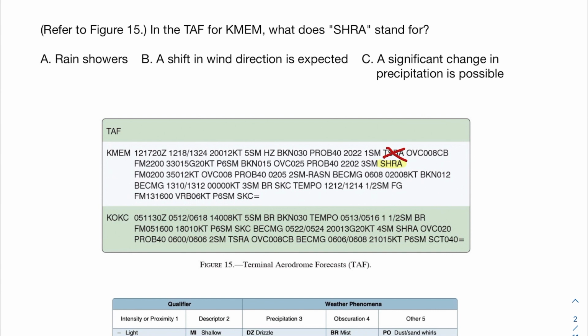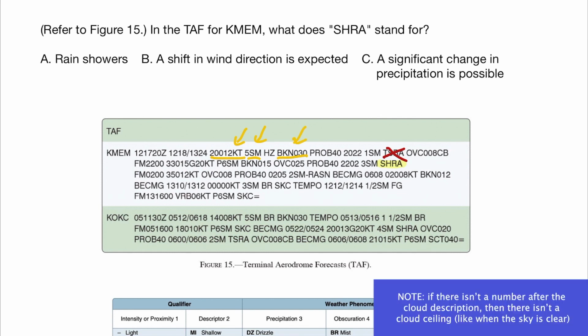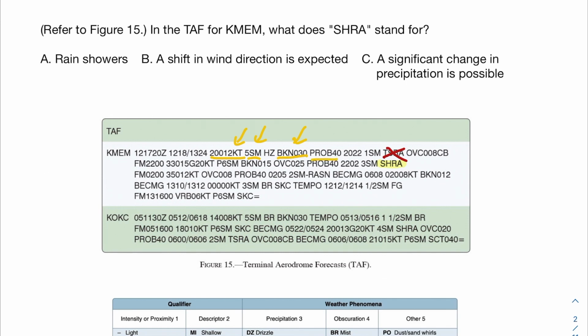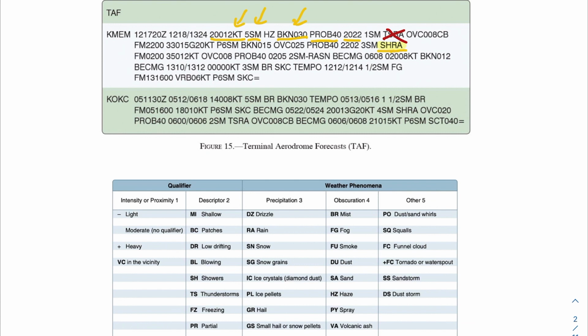How was I able to know that? The wind conditions end with this KT, visibility ends with an SM. Anything that has to do with clouds normally has a number following it, where that is the ceiling. This has to do with probability, this is a time, and so on and so forth. Yeah, this is a weather condition. And you should remember what most of these are. A lot of them are pretty simple to understand where they got them from. For example, FG is fog, right? You can see they just removed the O in fog, and that's what the weather condition is. So if we're looking at SHRA, RA is rain, and SH is showers.